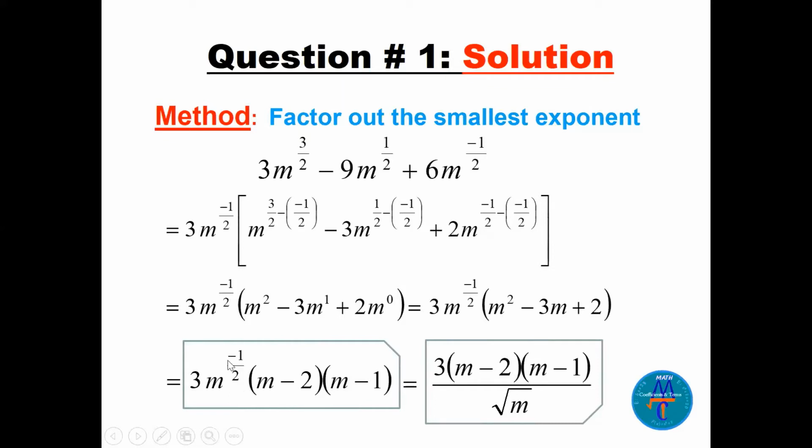And this is m to the power minus half, 1 over the square root of m. You can leave it this way. Both are correct.